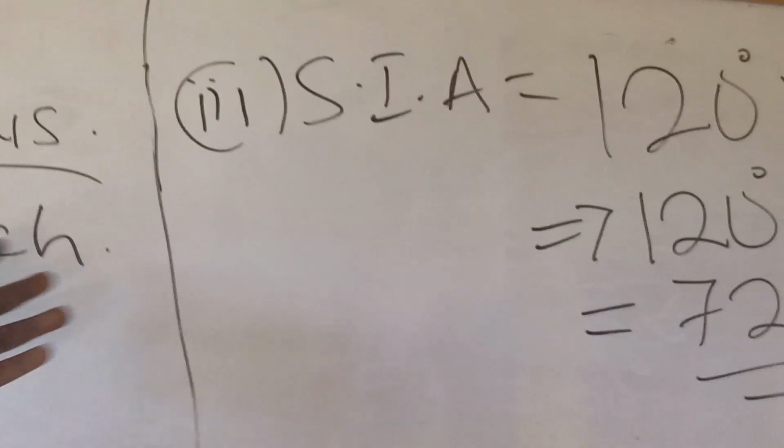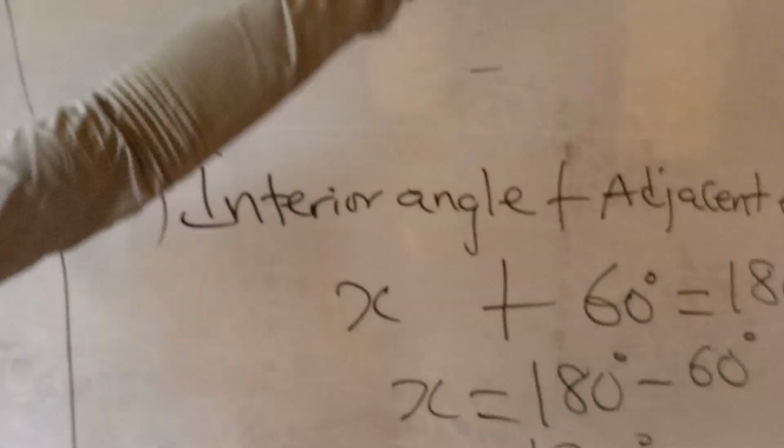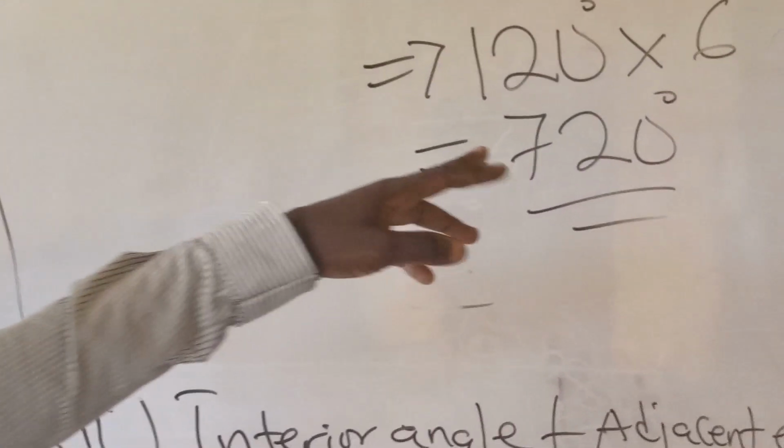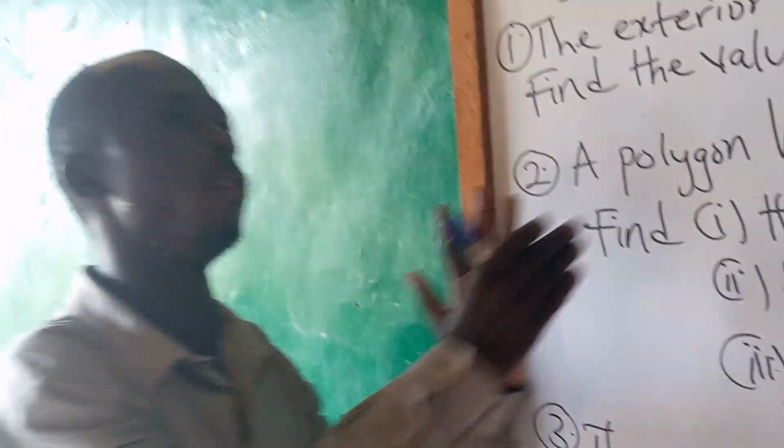To find your sum of interior angles, you multiply this 120 by the number of sides given in the question, and it will give you your final answer. So it's either you use the formula approach or you go by this approach.